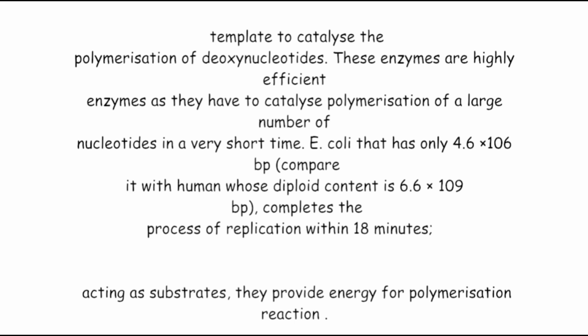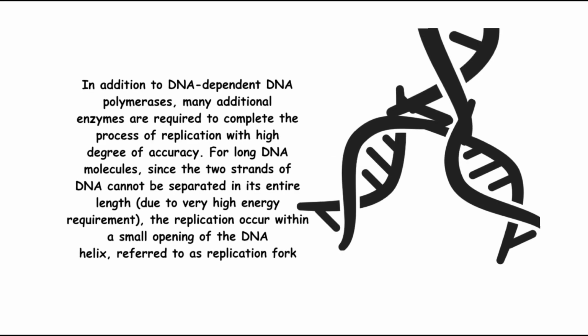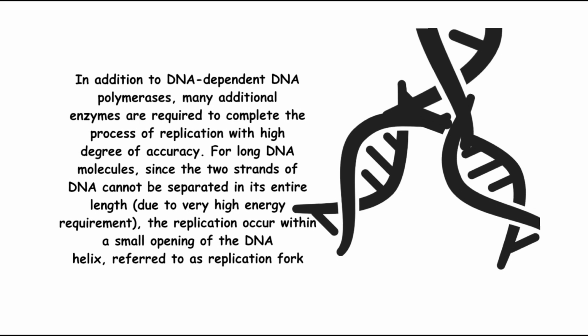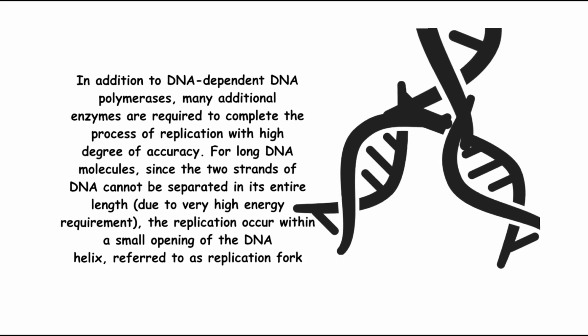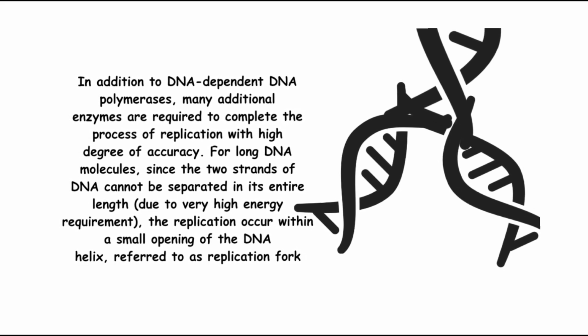So E. coli has only 4.6 x 10^6 base pairs, compared with humans, whose diploid content of 6.6 x 10^9 base pairs completes the process of replication within 18 minutes. That means the average rate of polymerization is approximately 2000 base pairs per second. Not only do these polymerases have to be fast, but they also have to catalyze the reaction with a high degree of accuracy, as any mistake during replication would result in a mutation.